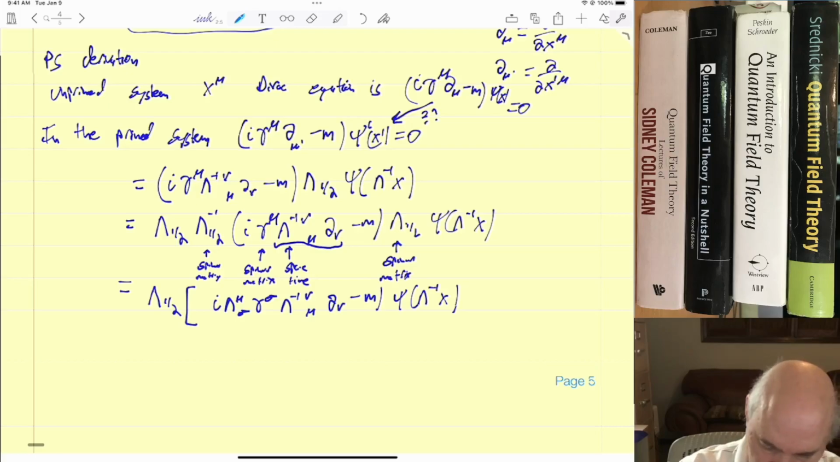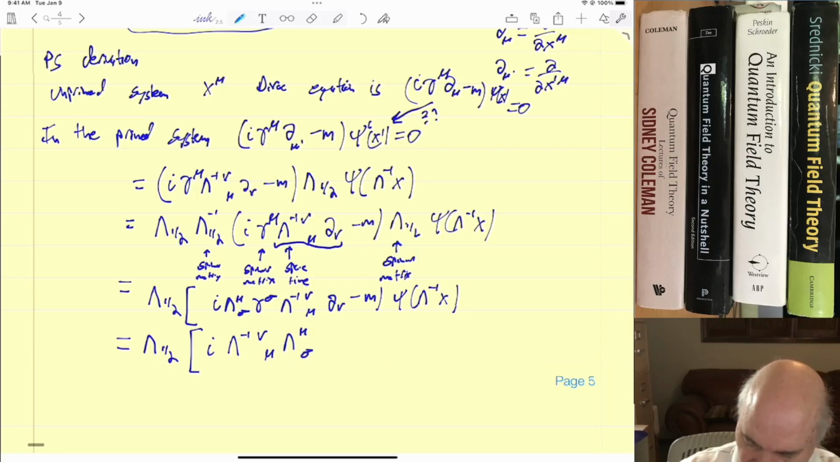Now, if we write this in the proper order, notice it goes down to up to down on Lorentz matrices. So I have i lambda inverse nu mu lambda mu sigma gamma sigma. Again, space-time and spinor things can commute. We don't have to worry about it. Partial nu minus m psi of lambda inverse x.